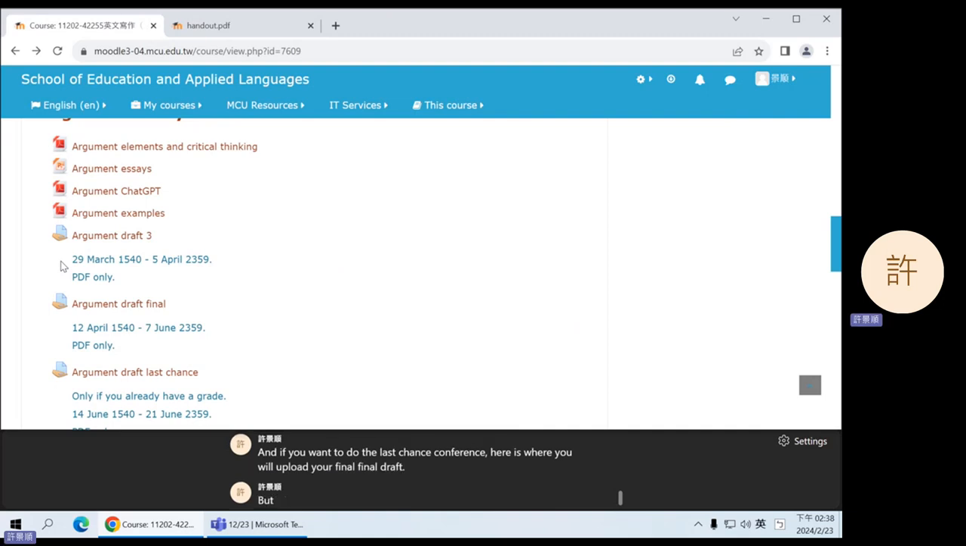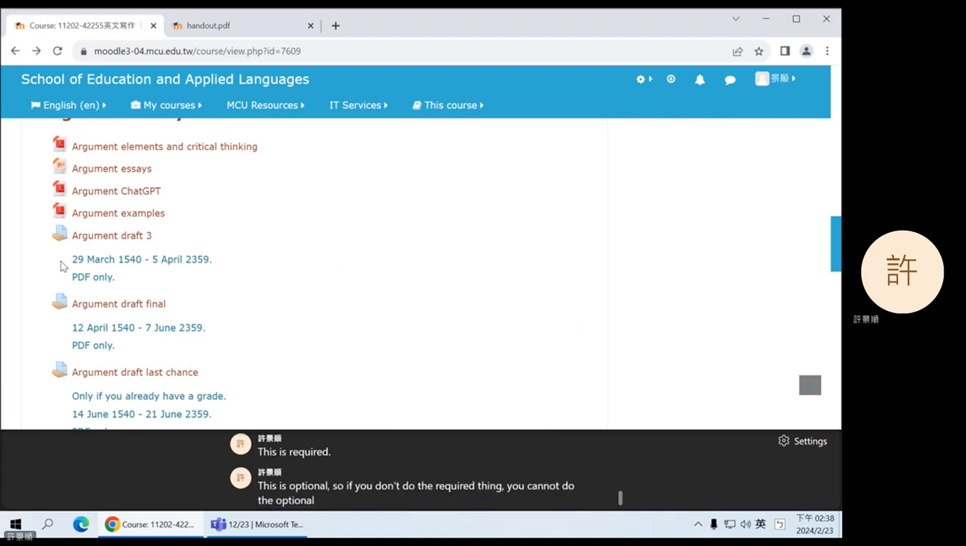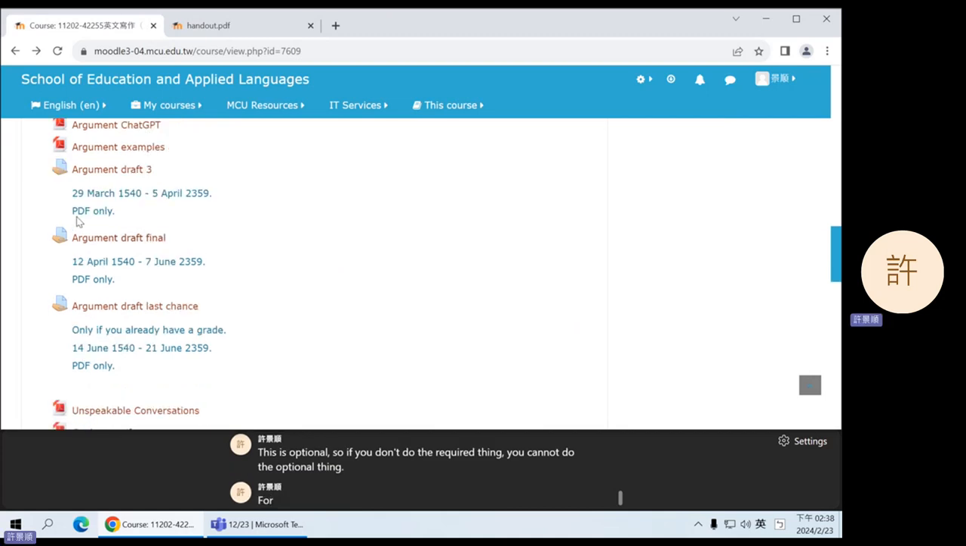But you can only do this if you did not miss the original final draft. You cannot skip the final draft, right? This is required, this is optional. So if you don't do the required thing, you cannot do the optional thing. For all of these, you can only upload a PDF.